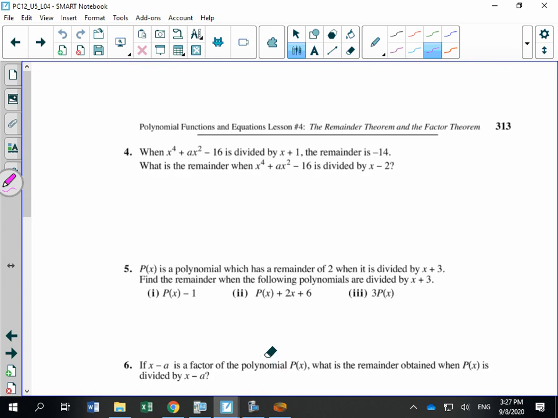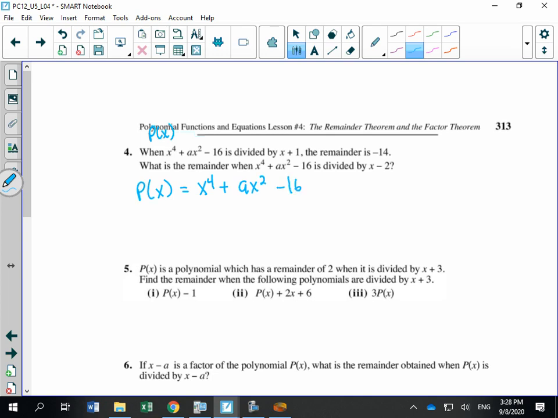So what number 4 says is it says when this polynomial, x to the 4 plus ax squared minus 16, is divided by x minus 1, the remainder is negative 14. So a few things that we need to do. And then it says, what is the remainder when the same polynomial is divided by x minus 2? So we're going to use this first line to figure out what the a value is. So my polynomial is p of x. That's my polynomial. And p of x is equal to x to the 4 plus ax squared minus 16.